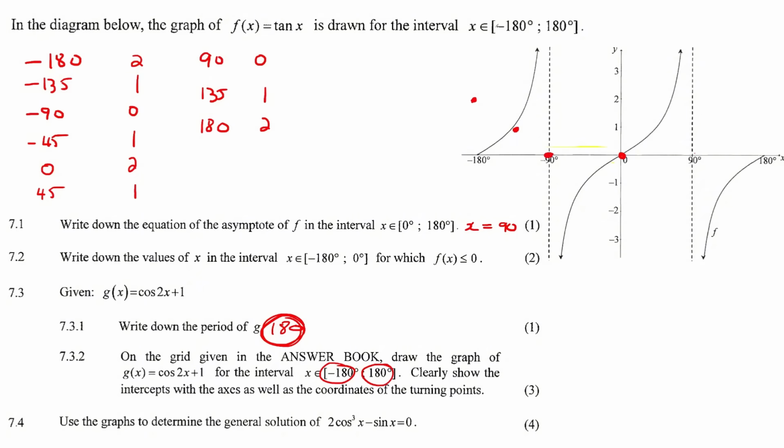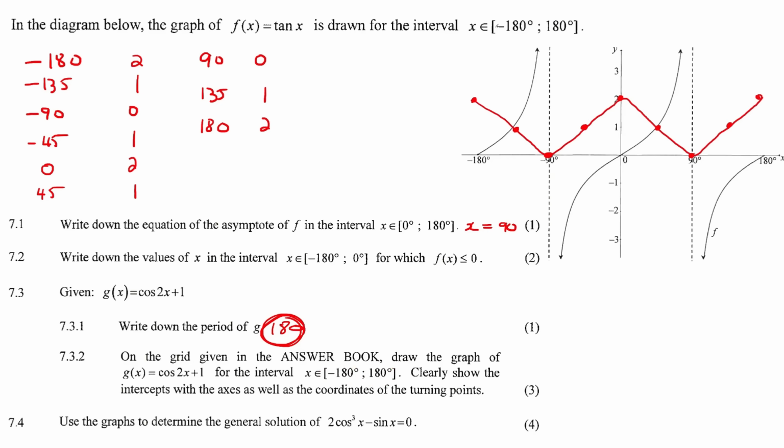So that's there. You are allowed to put a dot on the asymptote because this asymptote is only for the tan graph. And then minus 45, which would be in between here, and 1. So that's there. And then 0 and 2, 45 and 1, 90 and 0, 135 and 1, and then 180 and 2. And then you're going to draw through that.